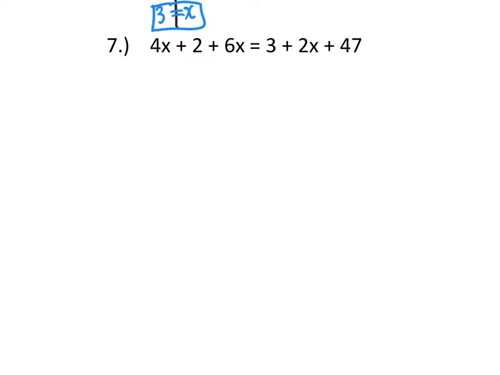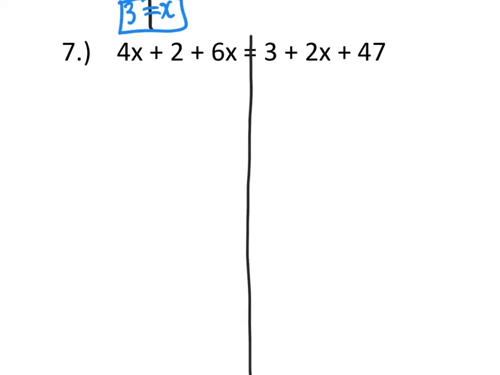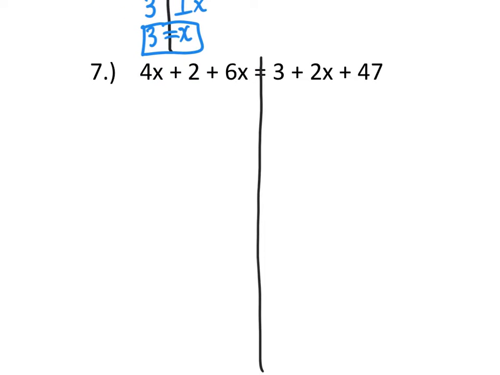Okay, number 7. Okay, we got all kinds of stuff going on in this one. So over here on the left-hand side, this stuff right here, is there anything we can put together there? The 4x and 6x. So when I put 4x and 6x together, what does it make? 10. So we have 10x. Nothing changed that 2, so it stays there.